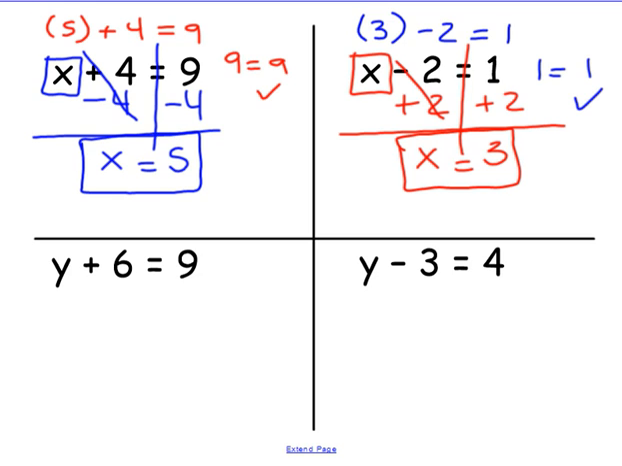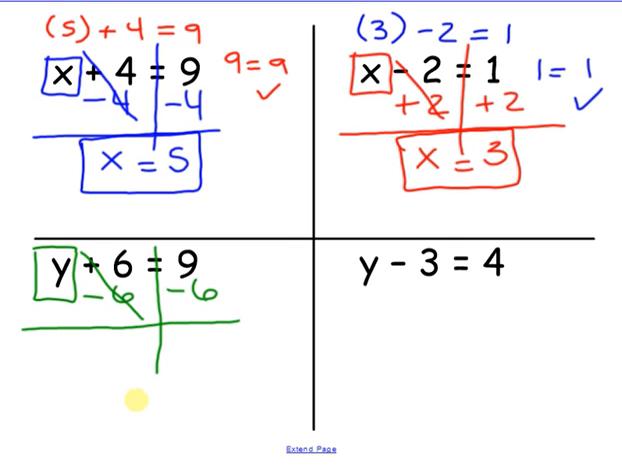All right, over here, y plus 6 equals 9. So you're going to box the variable. What's attached to it? Plus 6. What's the opposite? Minus 6. And because we need to follow the golden rule, we need to do it to both sides. So plus 6 minus 6, that cancels each other out. And we're left with y equals 9 minus 6 is 3.